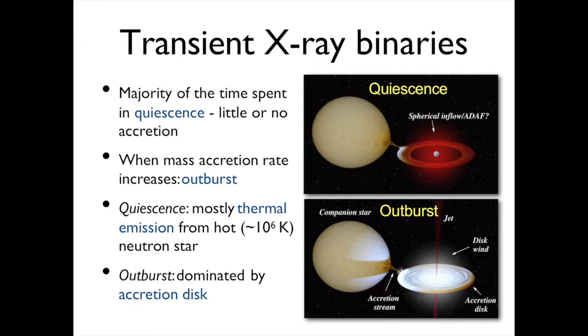So the neutron star in the center is hot, around about 1,000,000 degrees Kelvin. And so we see a quasi-black body spectrum coming from the neutron star itself. And so we can actually study the neutron star in these systems.